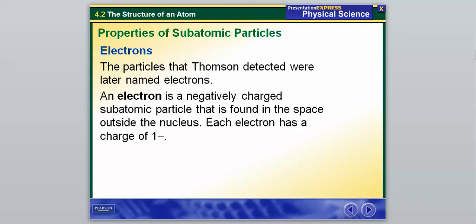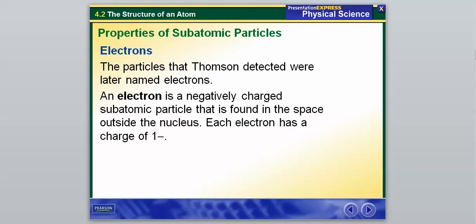So Thomson was saying it was a plum pudding model, that all the protons are spread out and then the electrons were embedded within the protons. What we know now is that the electrons are completely separate from the protons. Protons are condensed down into a nucleus, and the electrons are in a space much farther away. Again, they're not condensed down in that nucleus. Again, they are negative.